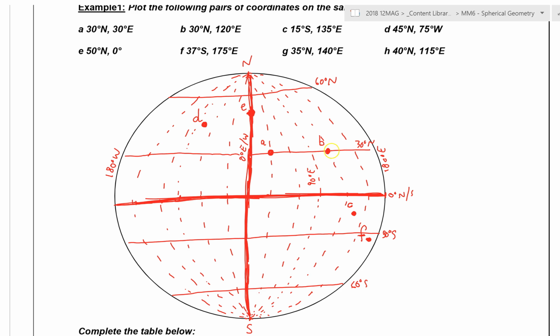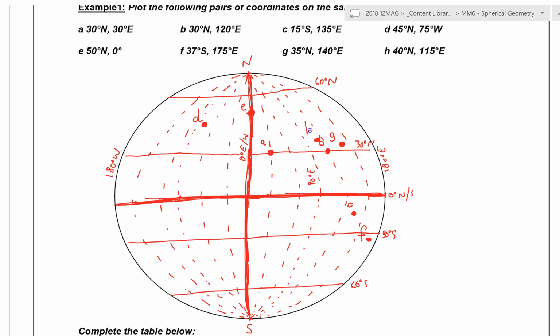So this is 90, 120. That's going to be 150, so it's going to be about here. Now it was 35, so it's just about there. Fairly close to B. It's G and H, 40 north, so just north of that, 115 east. There's my 120, so it's just north of here, so it's in around there.